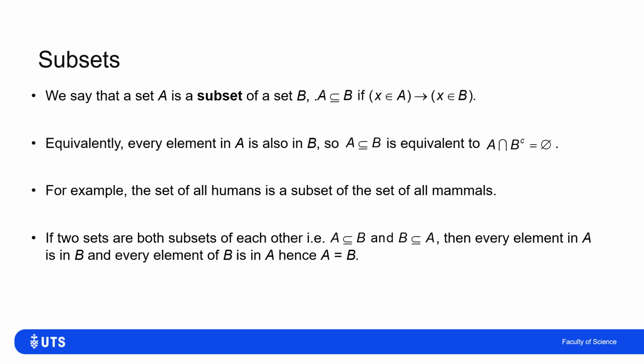Also, if I've got two sets which are both subsets of each other, A is a subset of B and B is a subset of A, then I know that every element in A is also in B, and I also know that every element of B is also in A. Then A and B must be an identical set of elements, so I can say the two sets are equal, and hence A equals B.